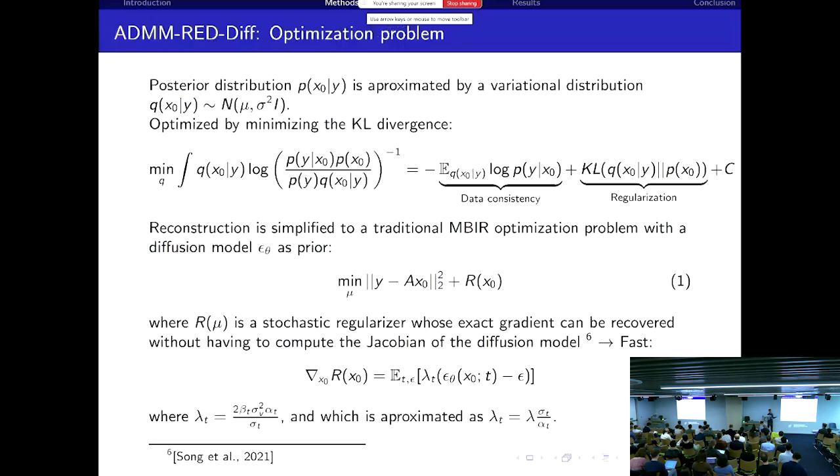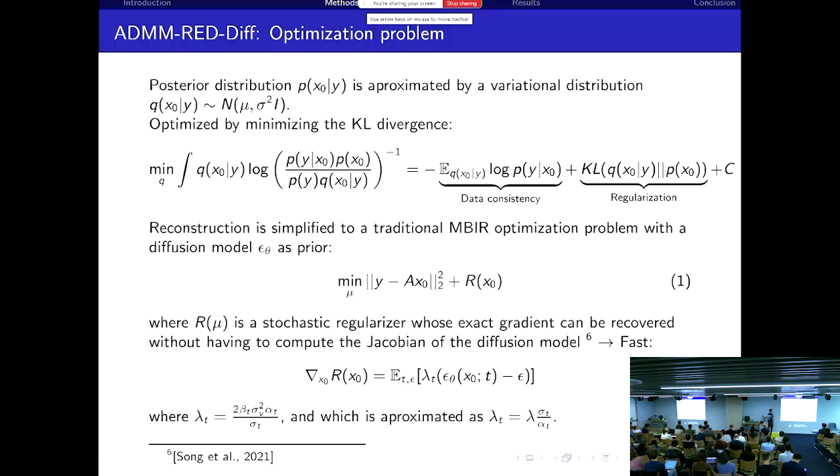So basically, the optimization problem that we're trying to solve is obtained by a variational approximation of the posterior distribution, which is optimized just by minimizing the Kullback-Leibler divergence. That allows us to obtain a data consistency and regularization term, which we can further simplify to a traditional model-based inverse reconstruction problem just by applying Tweedie's theorem, allowing us to obtain a regularization term where the diffusion model is just incorporated as part of this regularization term.